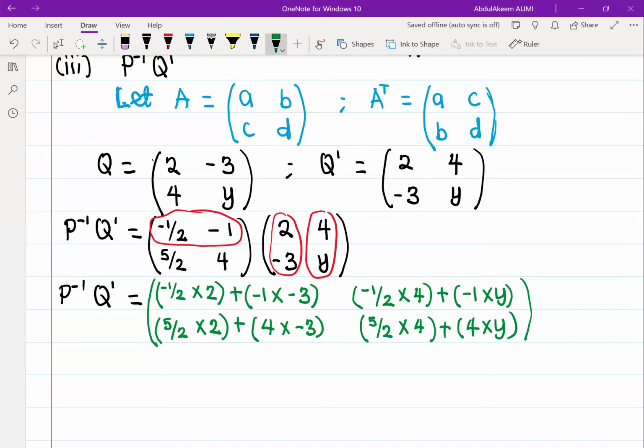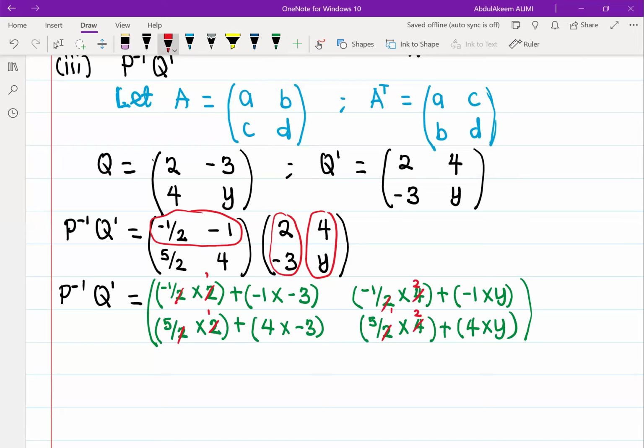Let's do the arithmetic over here. When I do the arithmetic, what do we have here? 2 will cancel 2, this is 1. 2 will cancel 2, this is 1. 2 here, 1. 2 here, 2. 2 here, 1. 2 here, 2.